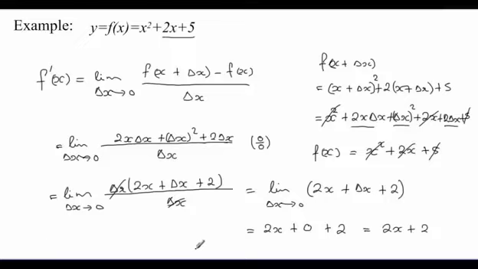So now what we can write is that if we've got a function here, y equals f of x equals x squared plus 2x plus 5, its derivative, we can write this as y prime, or f prime of x, equals 2x plus 2. Now what we note here, because we just picked a generic point x, is that the derivative of the function is going to be another function in this case.